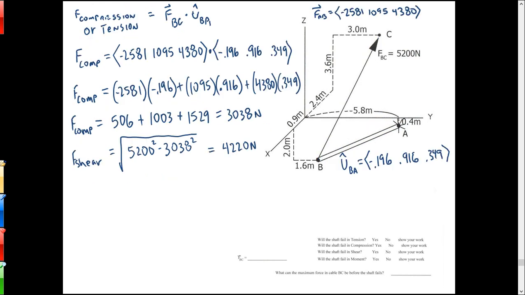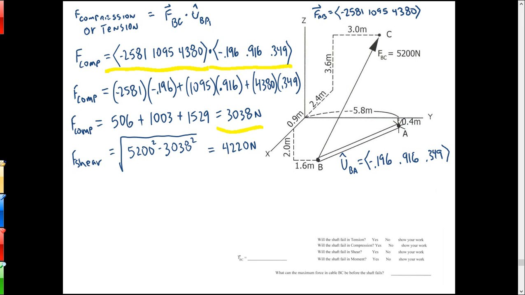All right, there's the compression. Okay, so to get the compression, you take the dot of the force vector with the unit vector. So we got the force vector from B to C. We dot it with the unit vector, and I use the unit vector from B to A. That way, when I run the dot, I get a positive answer. Now when you do the dot, you take the like components, you multiply them together, and then you add up the products. So the dot product is a scalar, 3,038 newtons.